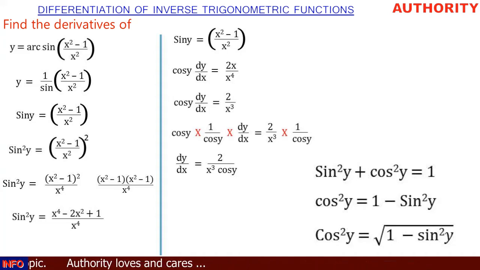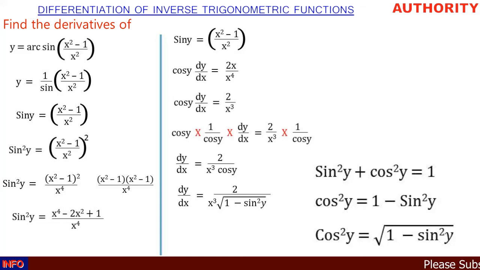So we can replace this cos y with the value we have now. Okay, so replacing it, we're going to say that dy all over dx is equal to 2 all over x raised to power 3. In place of cos y, we replace it with square root of 1 minus sine squared y. Is that true? Yes.